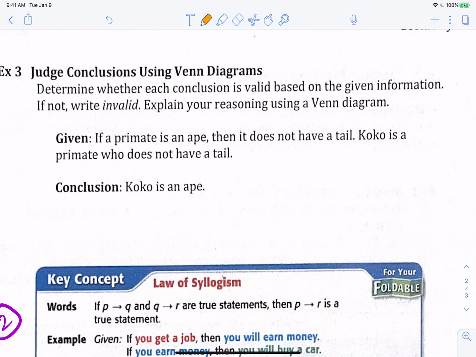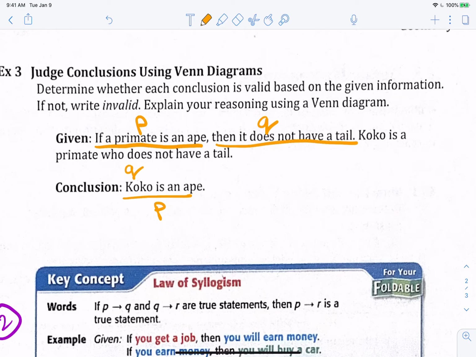Determine whether each conclusion is valid or invalid based on the given information. If a primate is an ape, that is P. Then it does not have a tail. That is Q. Coco is a primate who does not have a tail. That is all of it. That's P and Q. So Coco is an ape. Oh wait, the second part is really only Q, I guess. So Q.